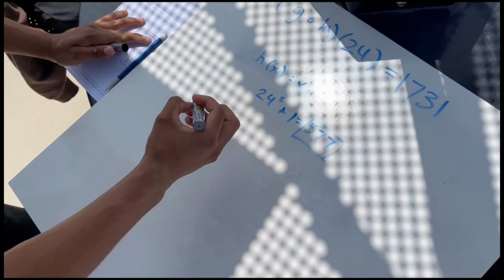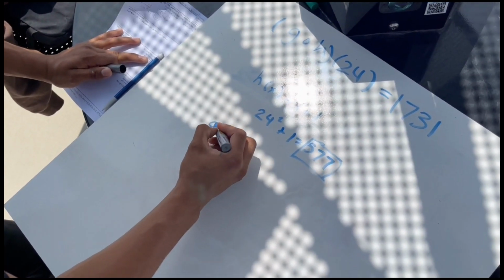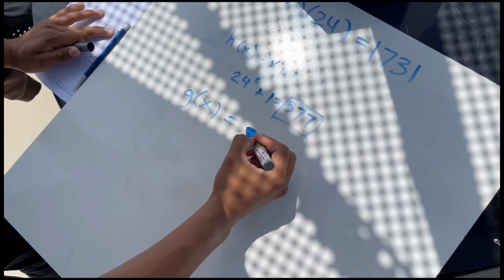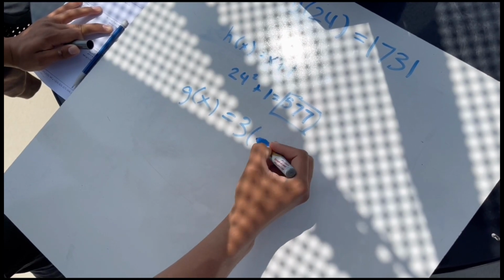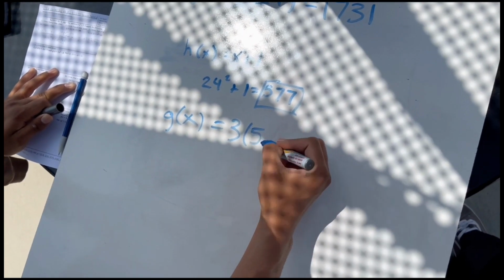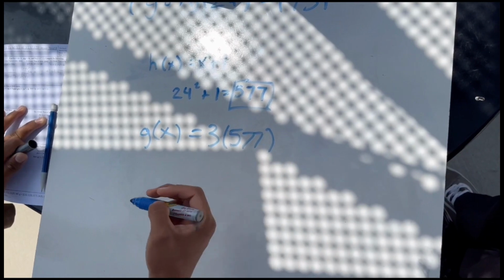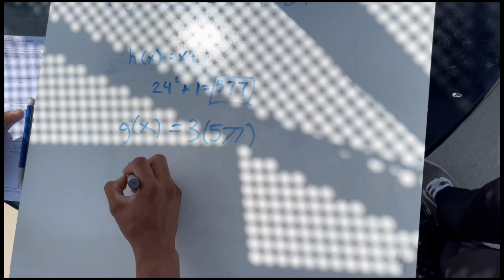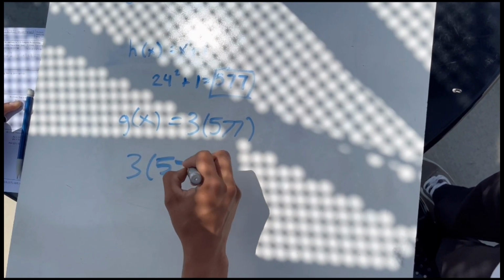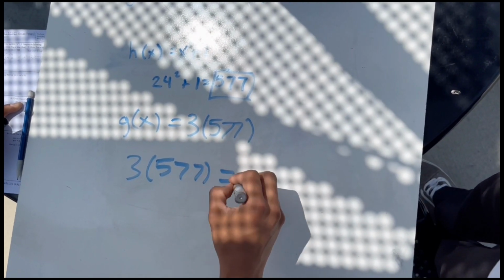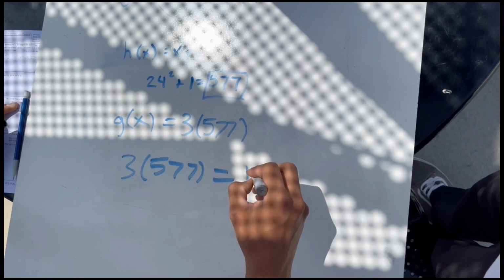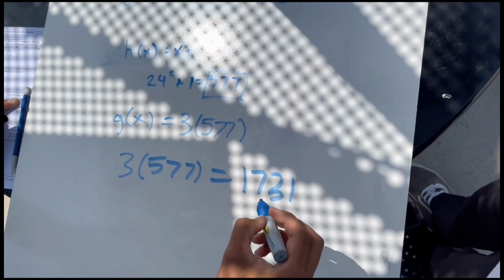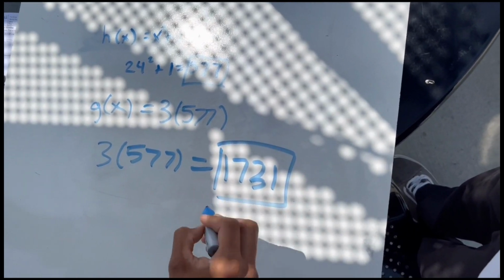Since we were able to find x, now we're going to go g of x equals 3 times 557, and 3 times 557 equals 1,731. So the problem is true.